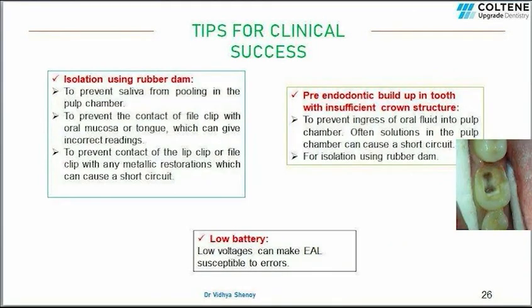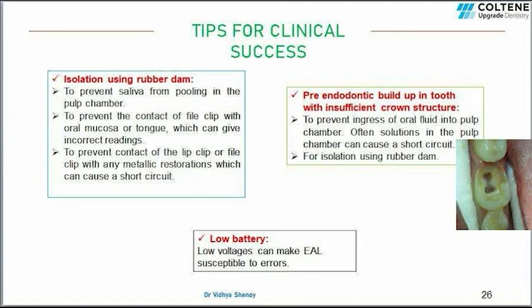Isolating a tooth using rubber dam while doing root canal treatment is very important. So what are its advantages? The main advantage is to prevent saliva from pooling in the pulp chamber. This has two uses. Firstly, it will prevent any contamination of the pulp chamber or the root canal system. Second, if the saliva comes in contact with the file holder of the electronic apex locator, it can cause short circuit. This is prevented using rubber dam.